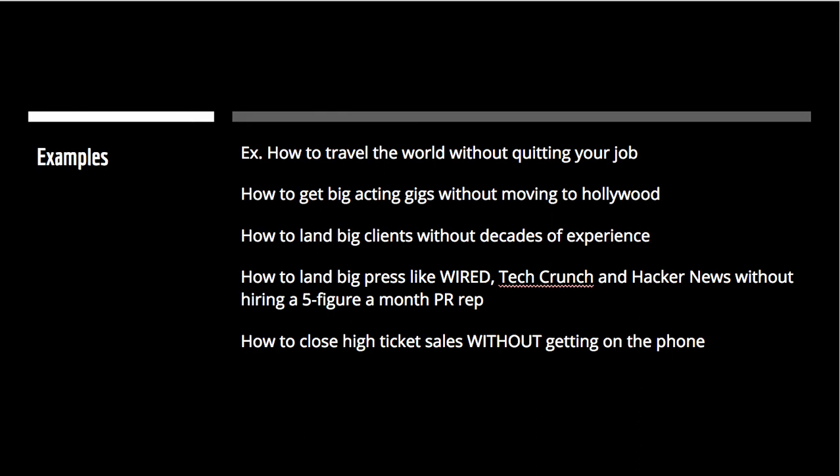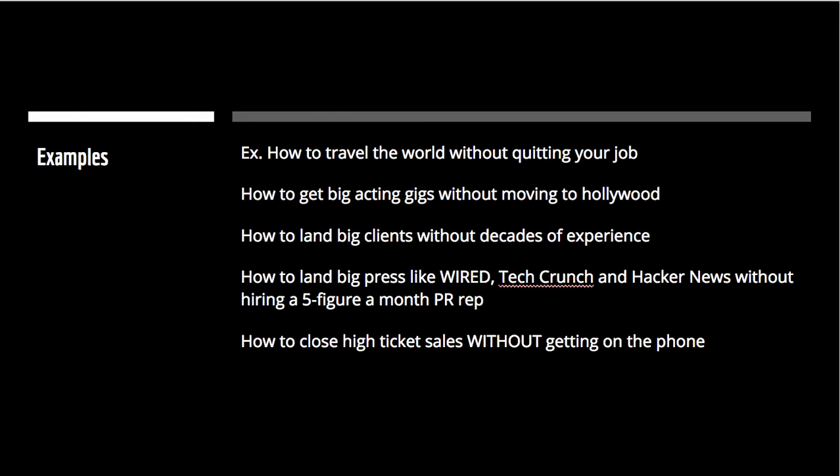So you want to choose, what do people want? They want big acting gigs if you're working with actors. What do they not want to do to get there? They don't want to move to Hollywood. So go ahead and look at your customer avatar doc and pick out what people really want the most based on one of those big 3 problems. And then what do they not want to do to get there? What do they say, I could do that, but I'd have to move to Hollywood and I don't want to do that. So that should be the second half of your equation.